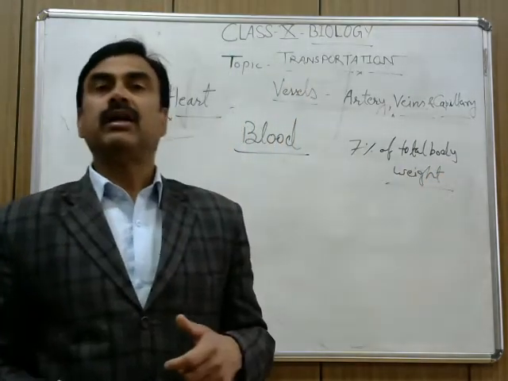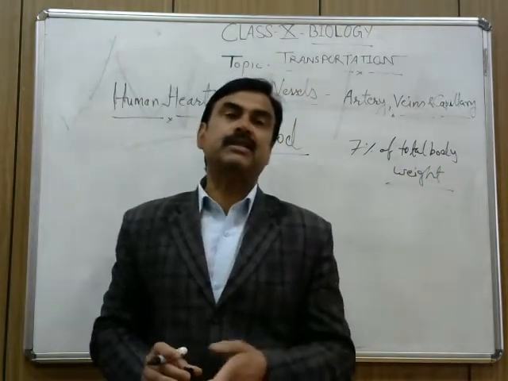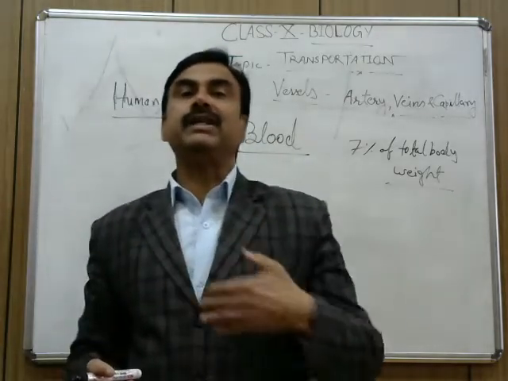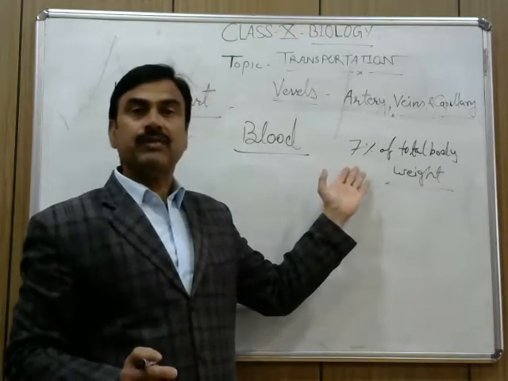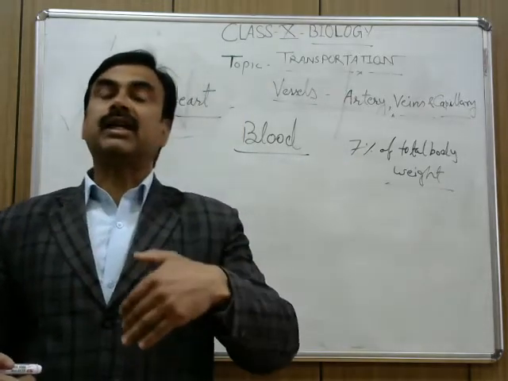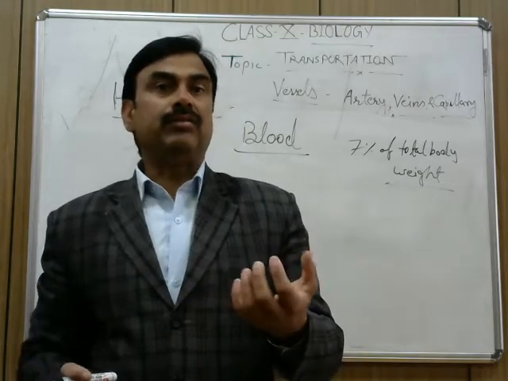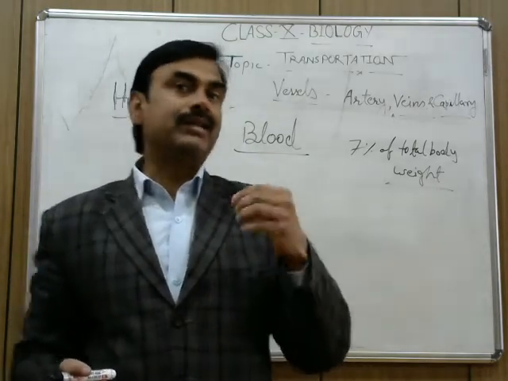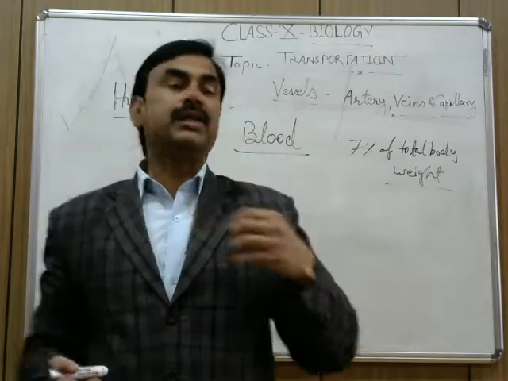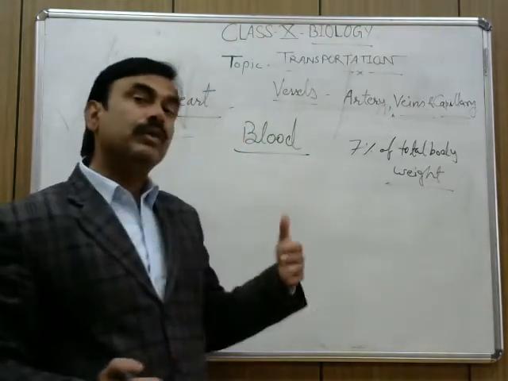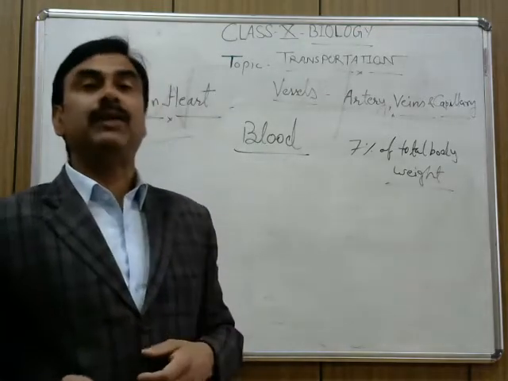If a person's weight is 70 kg, what will be the amount of blood? It is nearing 5 liters. That is 7% of the total weight, or you can say the 13th part. This is the normal percentage of human blood in the body.